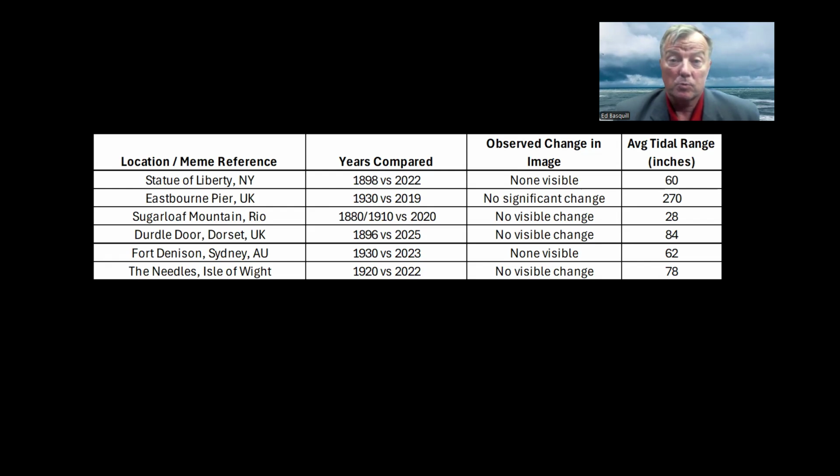That's relevant because you don't have a time of day when the picture was taken on Google Earth that you can compare with a historical tide table. So you're very limited in what you can see as far as sea level change.